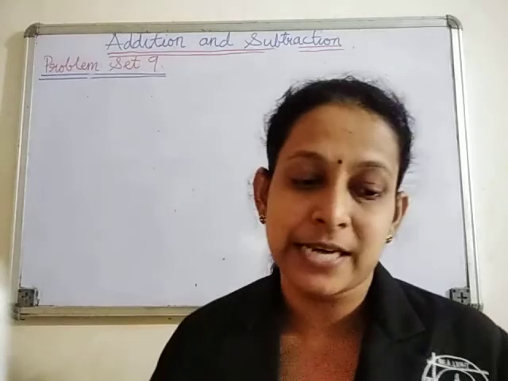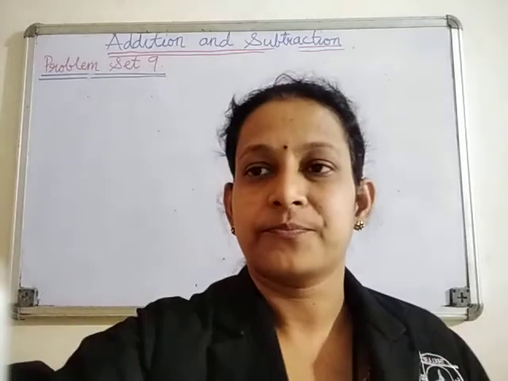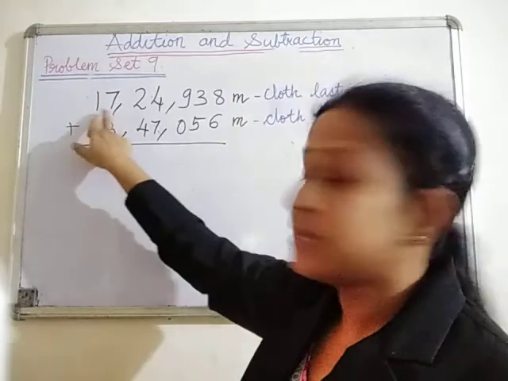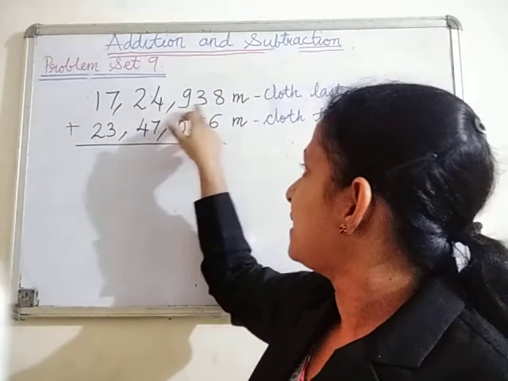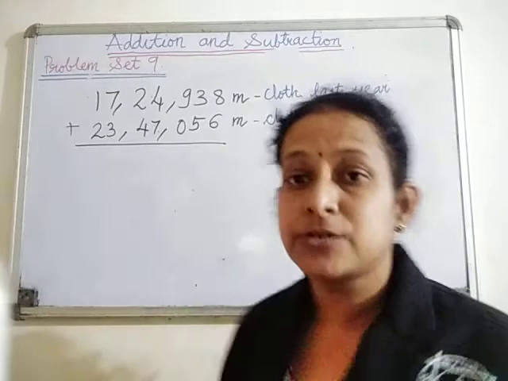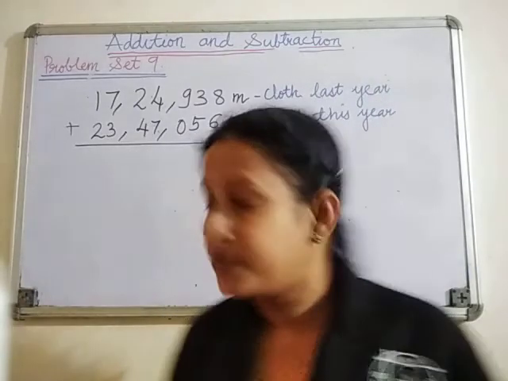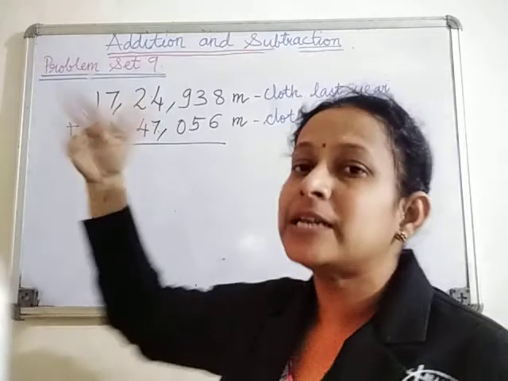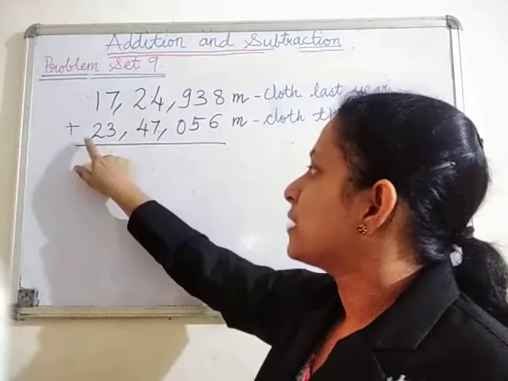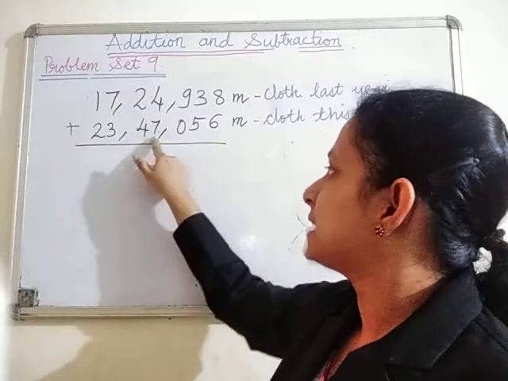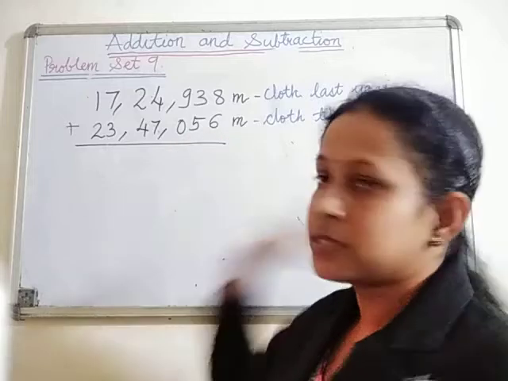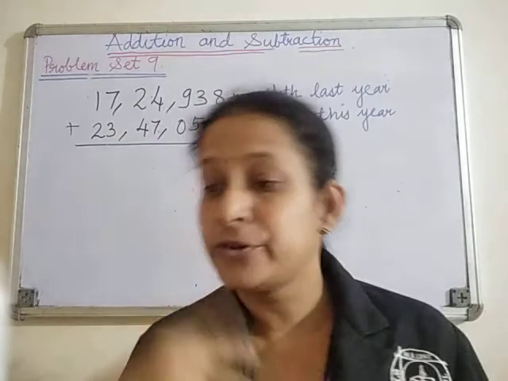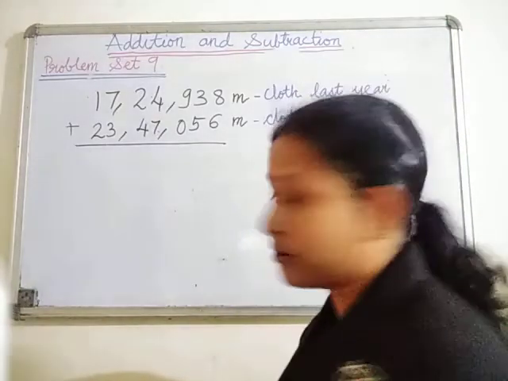So let's write the data first and then try to solve. So the cloth produced last year was 17,24,938 meters. Meters you can write in short as small m. Okay, and this year the cloth produced was a little higher as compared to last year. So it was around 23,47,056 meters of cloth. So let's try to find out how much was the total production for 2 years. Let's try to add and find out the total.